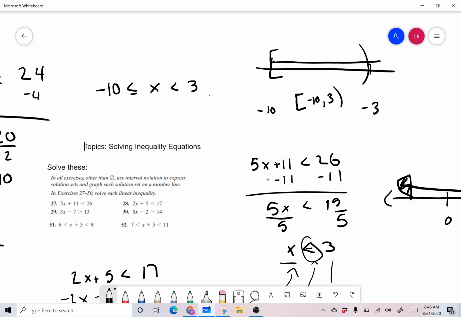Factoring and solving quadratic equations is probably one of the more challenging things you're going to do right in the beginning of the class. So make sure you get practice with it.